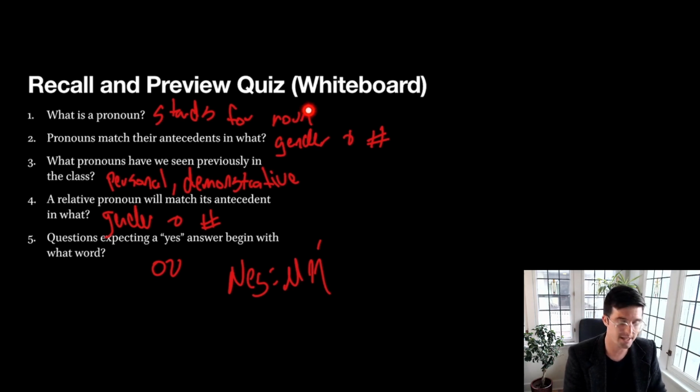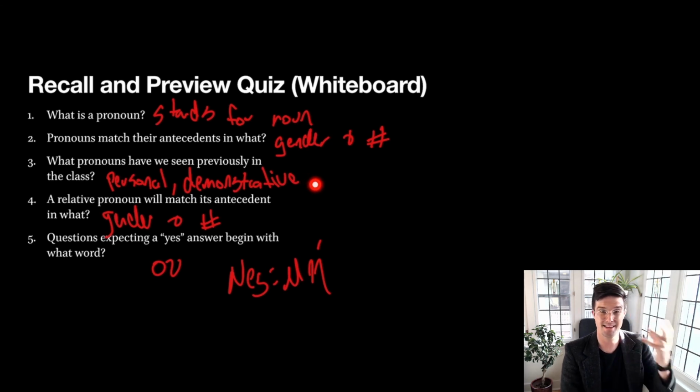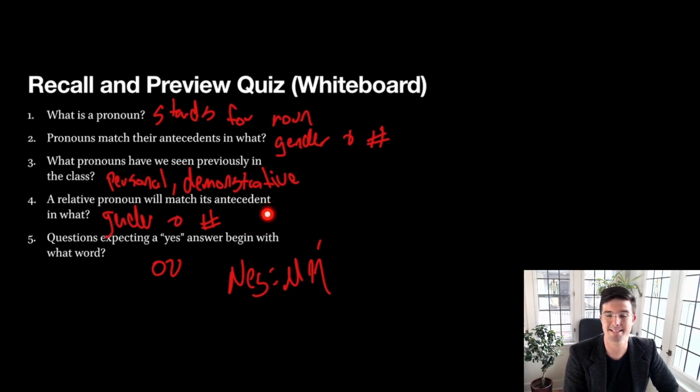So a pronoun is a word that stands for a noun. It's antecedent, that it's going to match in gender and number. We've seen personal and demonstrative pronouns previously in this class, and in this video we introduced a whole bunch more. Interrogatives, indefinites, and relatives being the most relevant of the ones that we introduced. A relative pronoun, like personal pronouns, will match its antecedent in gender and in number, but not necessarily in case. Its case is determined on its function in the sentence.